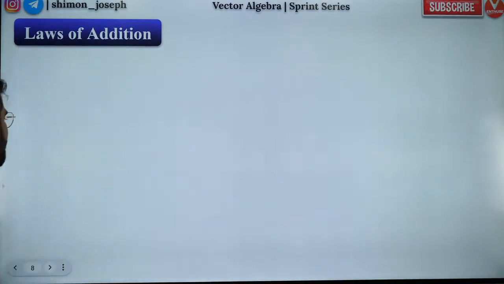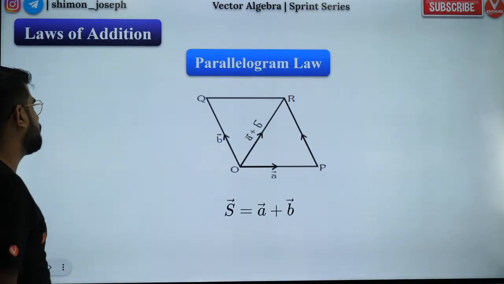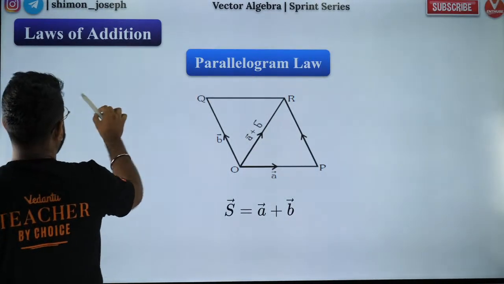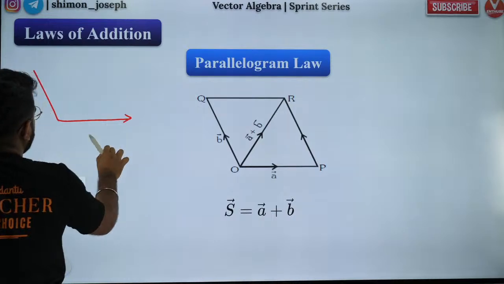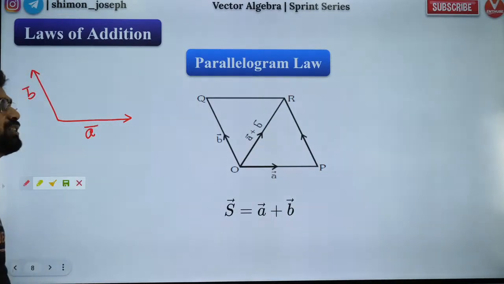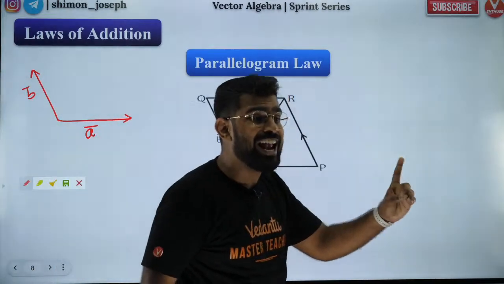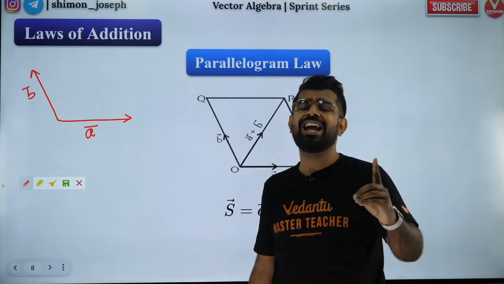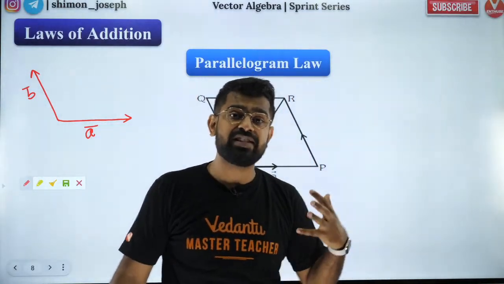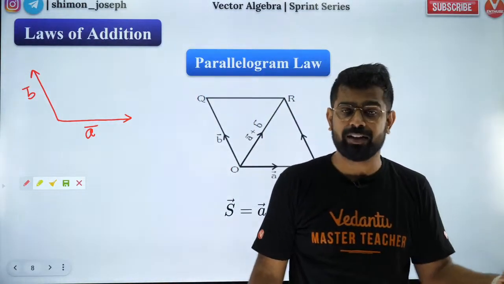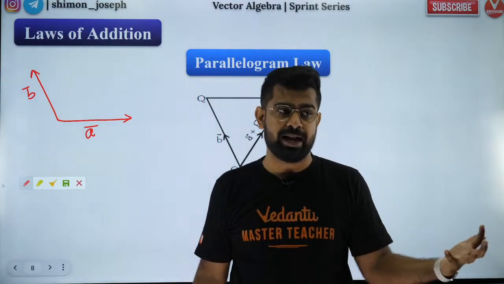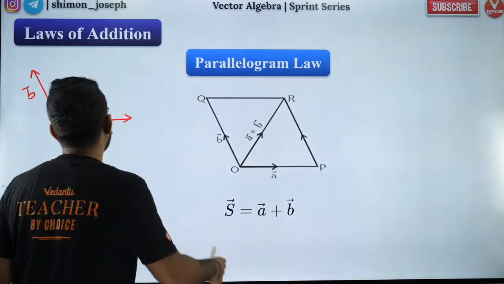Now after that, what do we have? We have the parallelogram law. So what does the parallelogram law say? It says that if you have two vectors A and B given by two adjacent sides of a parallelogram, then the resultant, when I say resultant, I'm talking about the A plus B vector, is given by the diagonal of that parallelogram.